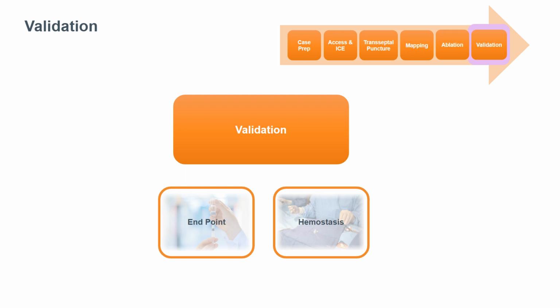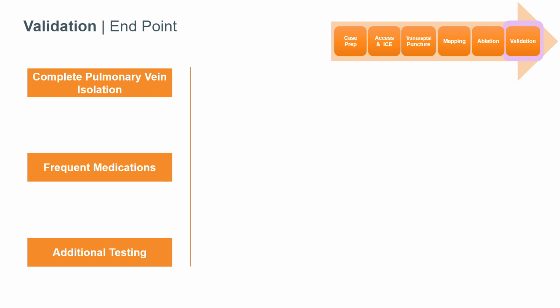Finally, we have reached the last stage of the atrial fibrillation ablation procedure, validation. Here, let's discuss endpoints of the procedure, including confirmation of pulmonary vein isolation, medications used, and testing of additional arrhythmias.